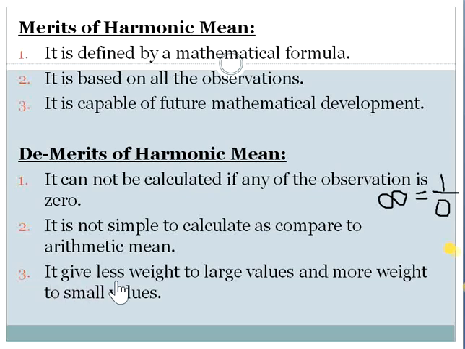Third demerit: it gives less weight to large values and more weight to small values. Yes, this demerit is very important. The larger the value of x, the smaller its reciprocal will be, and the smaller the value, the larger its reciprocal. Like 1 by 2 is 0.5, 1 by 10 is 0.1. So 0.5 is larger than 0.1. So the smaller the value of x, the more weightage it gives, and the larger the value of x, the less weightage. So it gives less weightage to large values. It is a demerit. Alright.